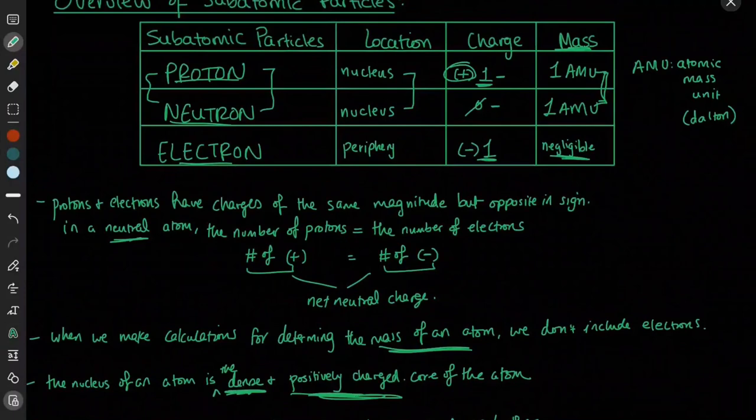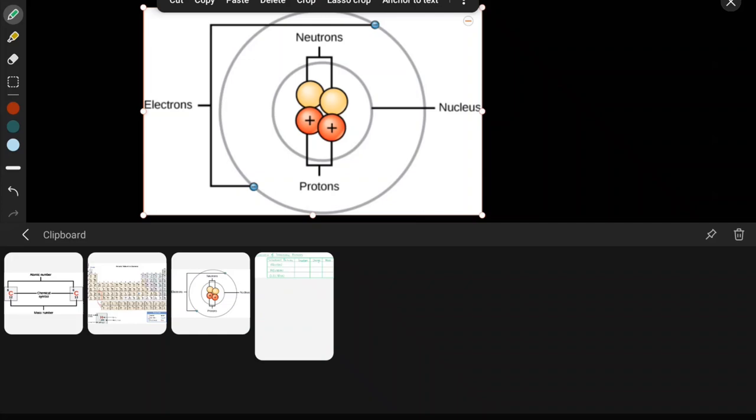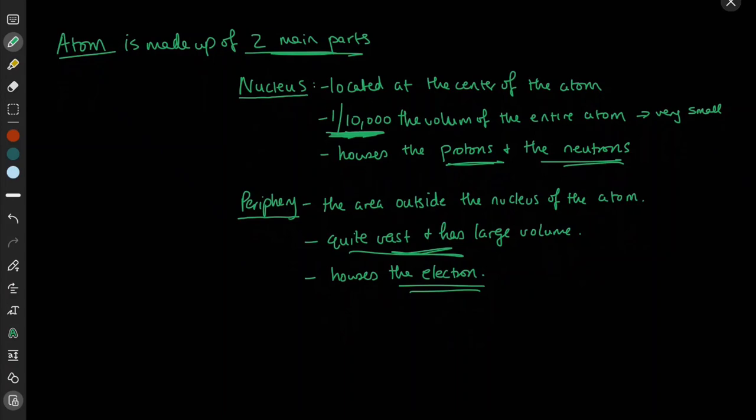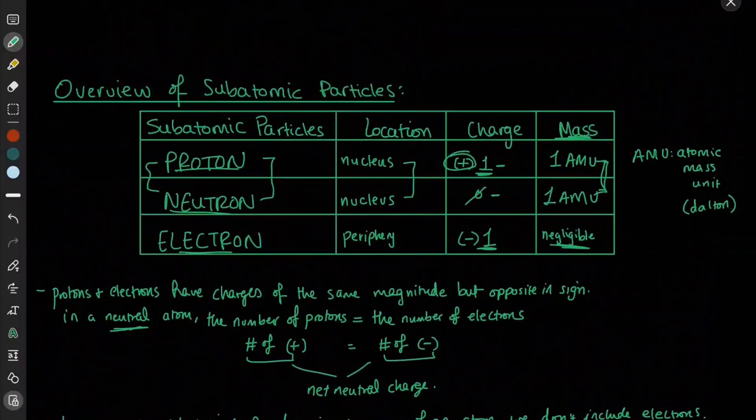So we'll look at one more diagram to highlight this overview that we just discussed. So let me just bring that up here. Okay, so this is just to show what the atom looks like from a visual perspective, right? So we talked about it over here, that the atom consists of two main parts, the nucleus and the periphery. The nucleus is very small, it's located in the center, and it contains protons and neutrons. The periphery is quite vast, and it contains electrons, right? And it's the area outside the nucleus. Okay, so then we talked about where each thing is located, the charges, and so forth.